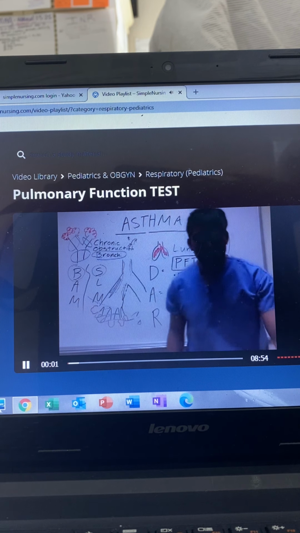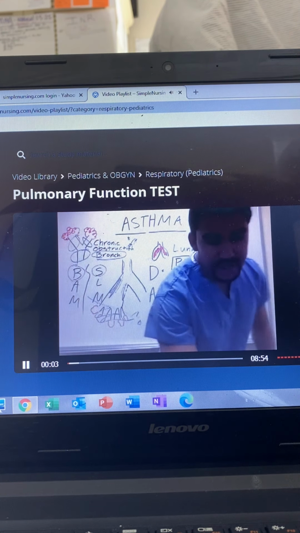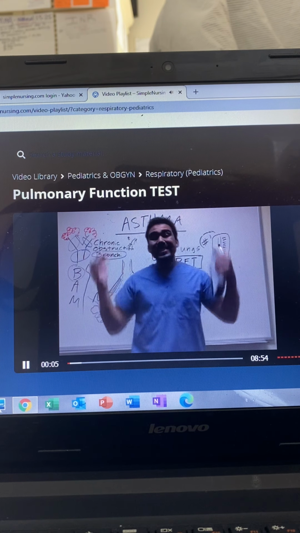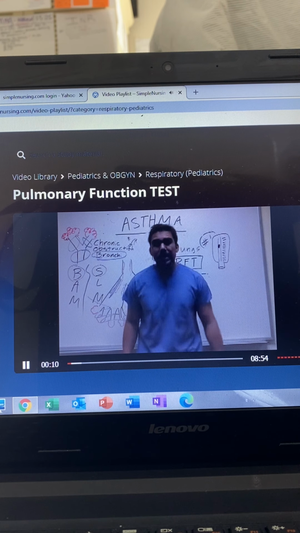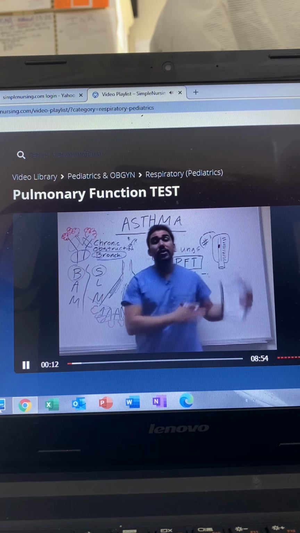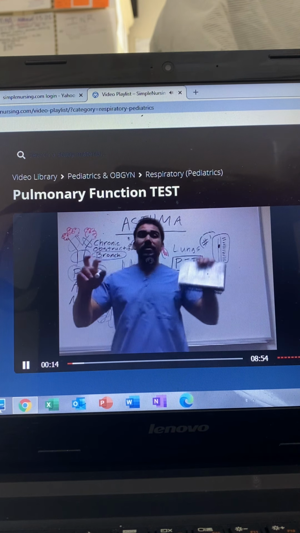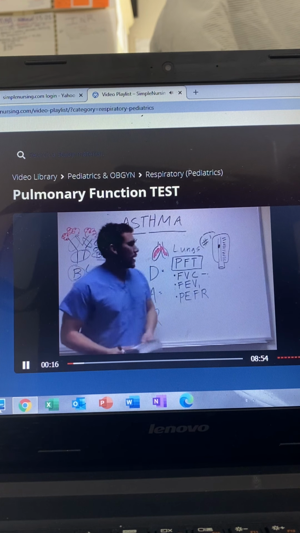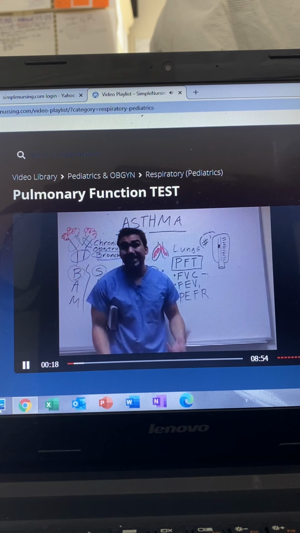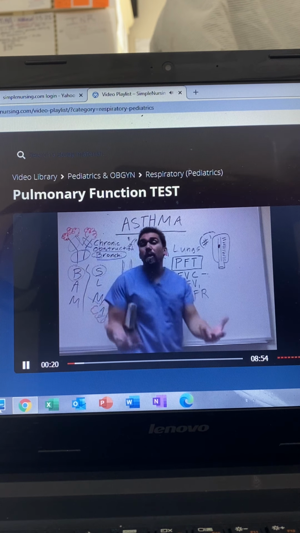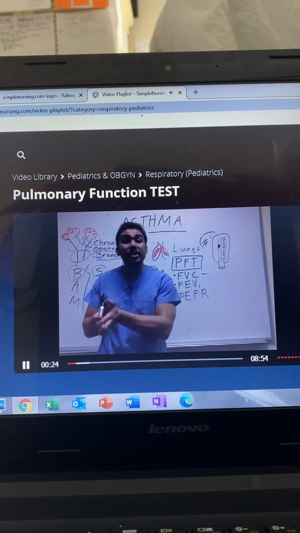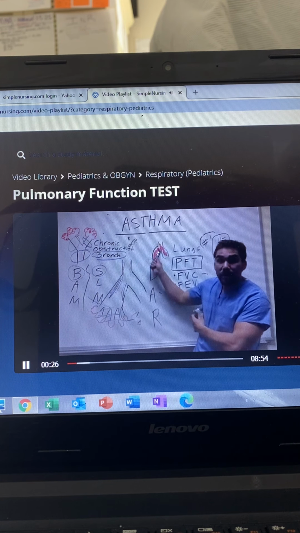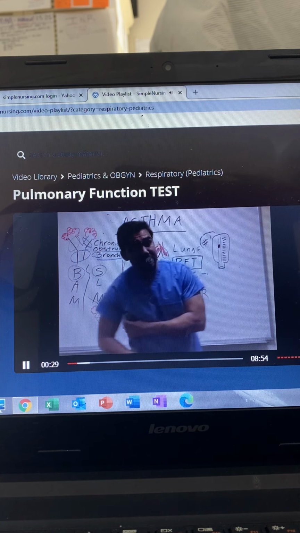Pulmonary function tests. Pulmonary function tests are usually only done by your respiratory therapist. So your RTs will take your patient to the pulmonary function test area, and they'll do a pulmonary function test on your patient. All pulmonary function tests are is measuring the function of the pulmonary units. Right? Sounds good, huh? Okay, cool.